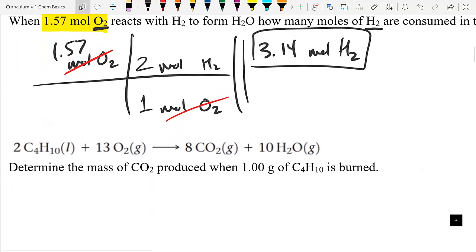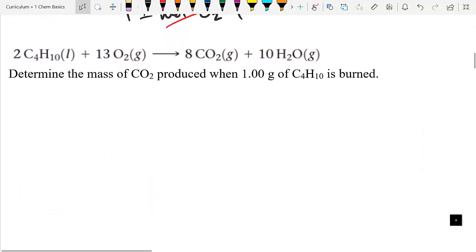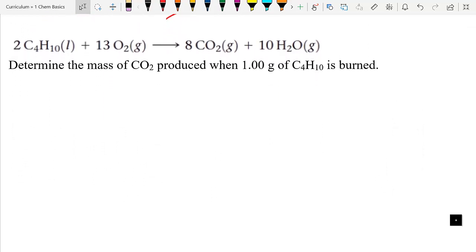Now, let's look at a different reaction and see if we can make similar conclusions. So this time around, we've got a different reacting ratio. Let's identify in the problem the key information. We want to find the mass of CO2, so the goal is grams of carbon dioxide, that is produced when 1 gram of C4H10 is burned. So that's our given. This is our beginning here, 1 gram of C4H10. So to think through this process, we're going to want to go from grams of our C4H10.